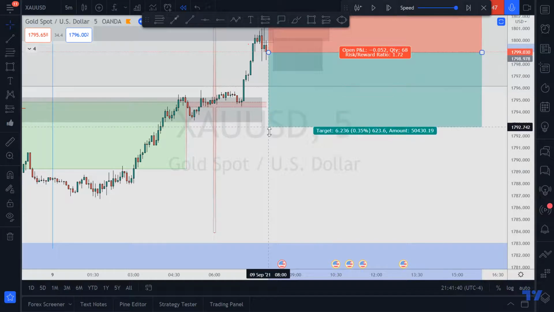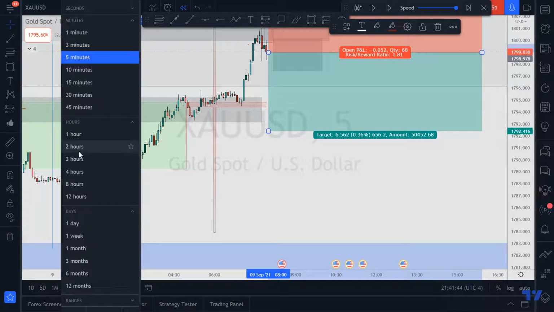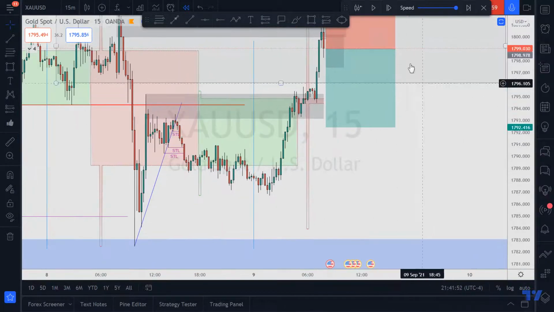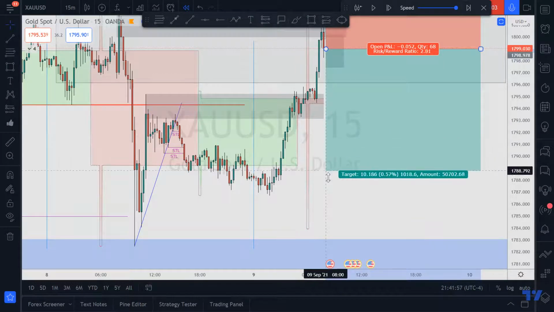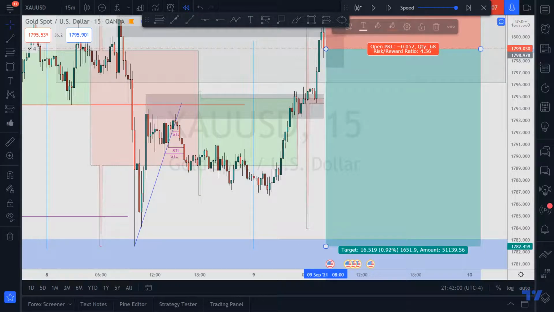And what am I going to pick for my exits? Okay, my TPs. Go to the 15. Take a look at the structure. All right, and I'm going to target down here. Now, why did I stop here? Why didn't I go to the order block? This one went to the order block.